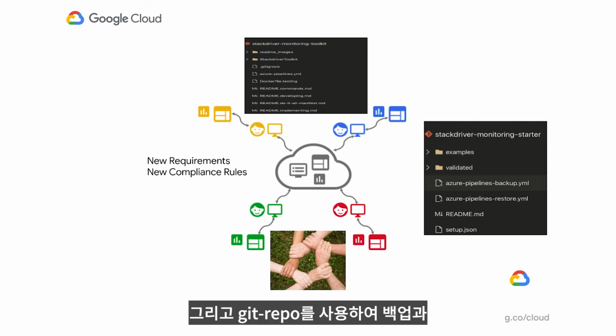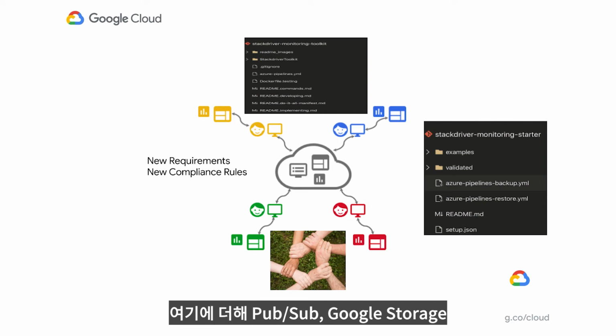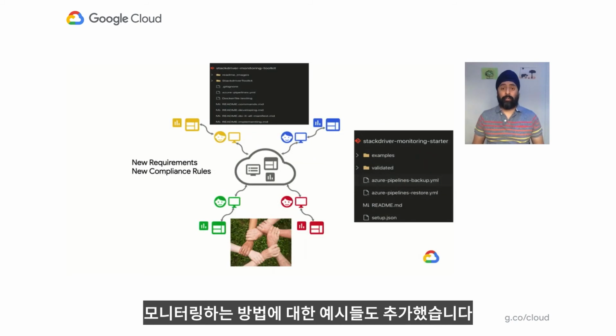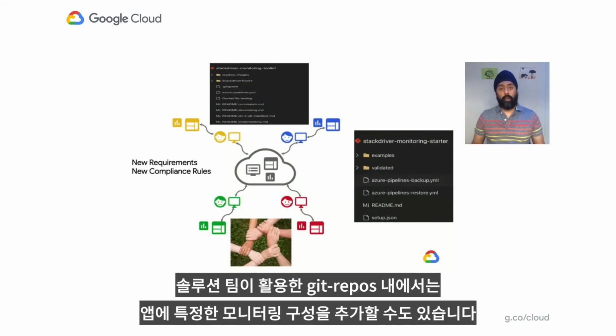Within the Git repo, we provided the necessary pipelines to take our approach of backing up and restoring. We also provided the monitoring controls that will need to be in place for all of our GCP projects for SOC 2 compliance. And we also included other examples of how to monitor different Google Cloud technologies, such as PubSub, Google Storage, Datastore, Google Load Balancer. And for the teams that were new to SRE practices, we also included examples of how to set up SLIs and SLOs. Within the Git repo that the solution teams had forked, they could also add their monitoring configuration that was specific to their app.